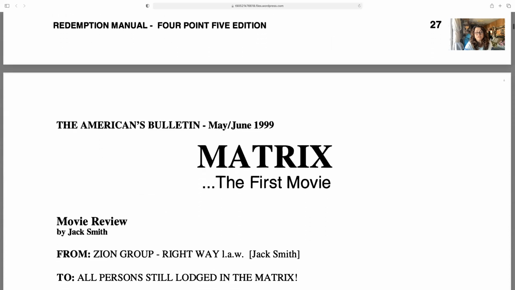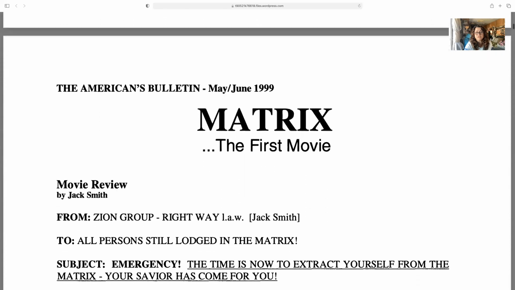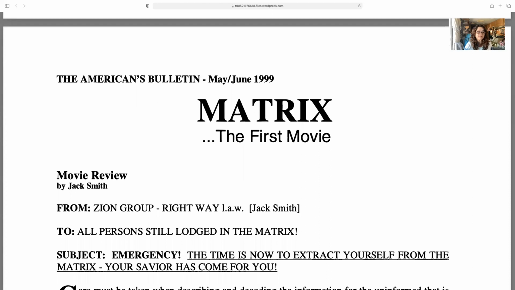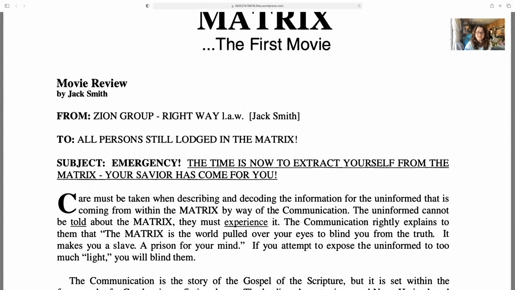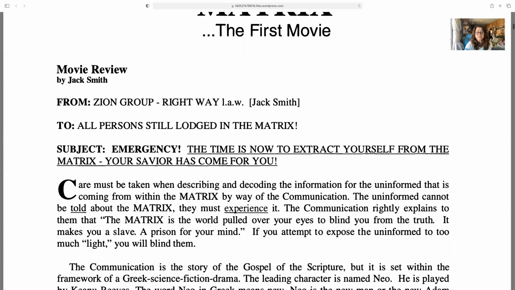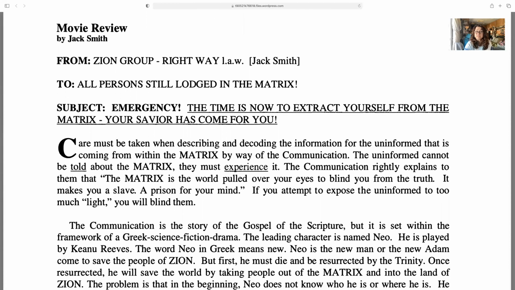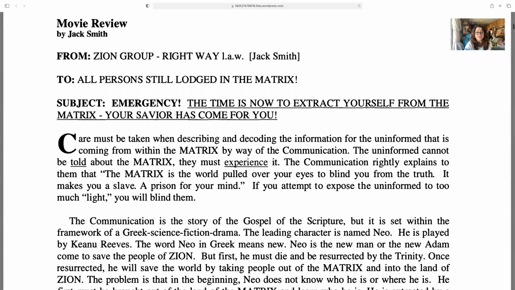The Americans Bulletin, May-June 1999. Matrix, the first movie review by Jack Smith from Zion Group, Right Way Law. To all persons still lodged in the Matrix. Subject: emergency. The time is now to extract yourself from the Matrix. Your Savior has come for you.